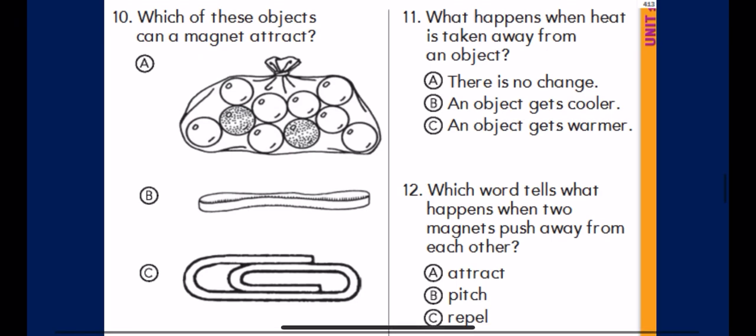Okay, and then which word tells what happens when two magnets push away from each other? They push away, they run away from each other, and they don't want each other. Do they attract or repel? What do you think? Ready to see the answers?